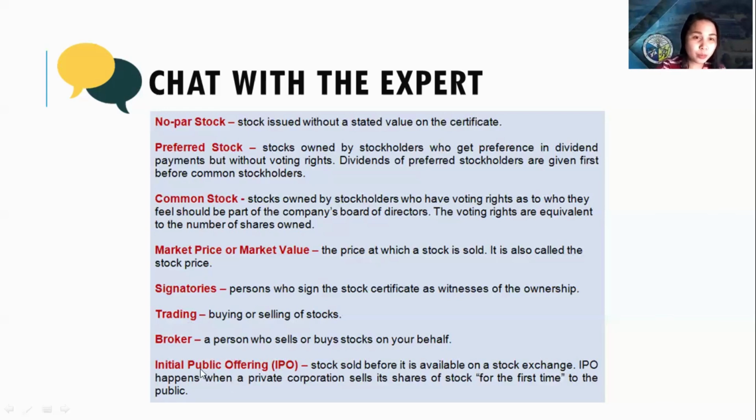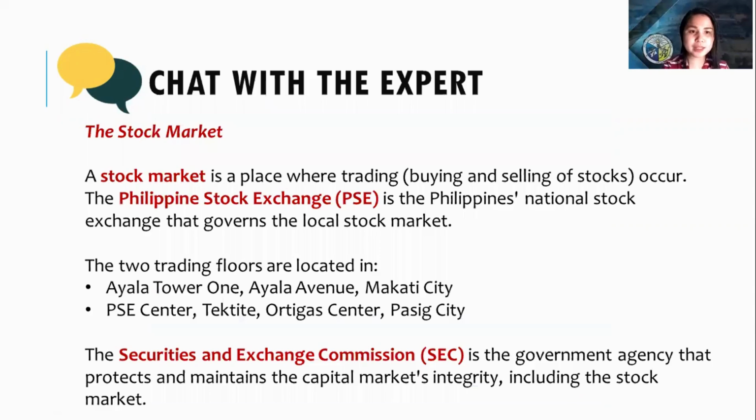Next is the IPO, or the initial public offering. The IPO is the stock sold before it is available on a stock exchange. For example, if I'm the corporation, I could not sell directly to the stock market. I need to go through a bank. So I'll channel to the bank, and then the bank might buy some of my stocks before it will be available in the stock market.